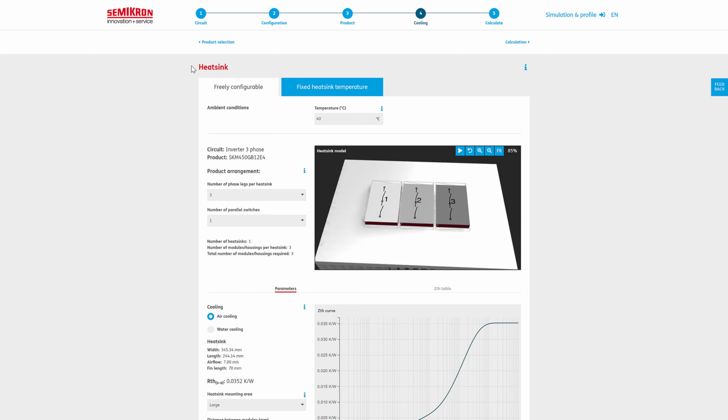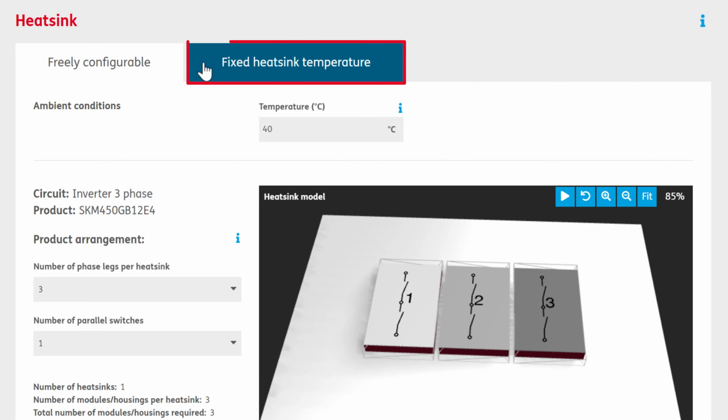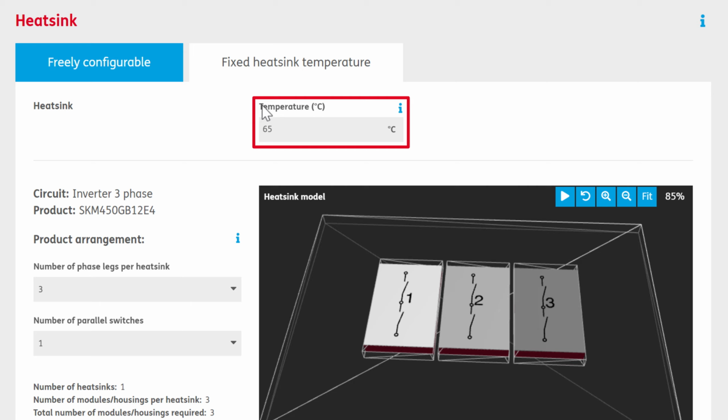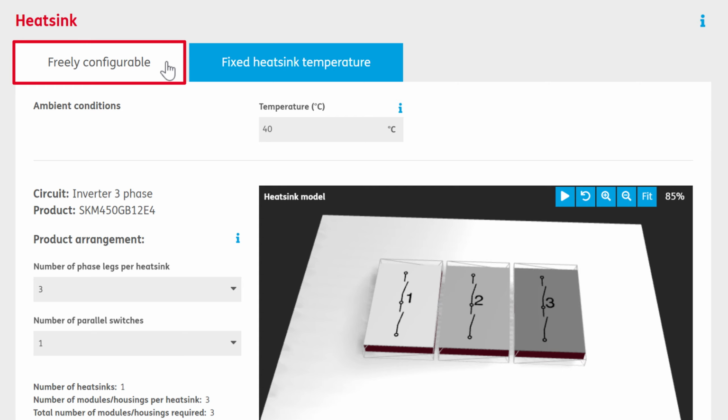While simulating a heatsink in SemiSel, it is possible to simply simulate a fixed heatsink temperature, neglecting all other cooling factors. The temperature under the modules is fixed to the value entered in this field. However, this temperature remains constant, regardless of whether or not it may be cooled by a realistic cooling system. Therefore, it is recommended to consider realistic heatsink properties for the power module selection.